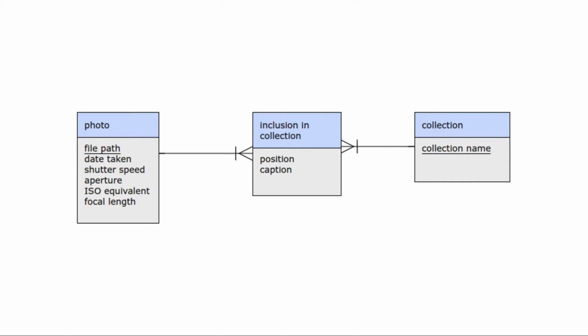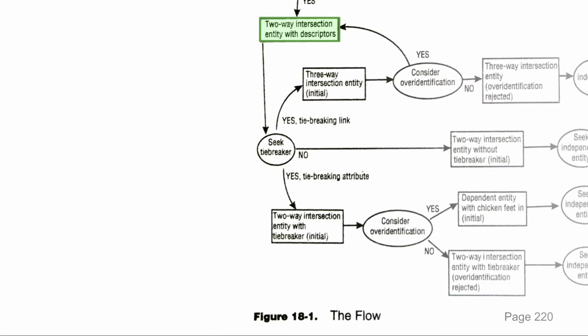We just found that inclusion of photo in collection is an intersection entity between photo and collection, and found that each instance can have a position and a caption. That's a two-way intersection entity with descriptors. Here's that point in the standard flow, two-way intersection entity with descriptors. The next step is seek tiebreaker.